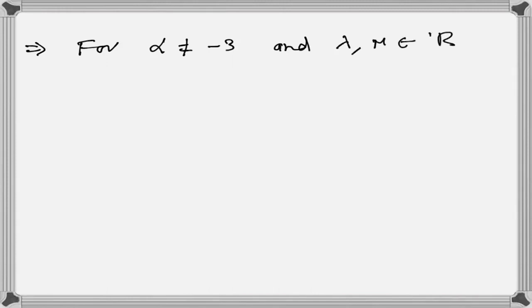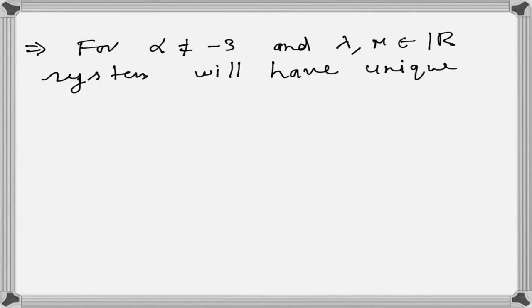So we can say that for alpha not equal to minus 3 and lambda, mu belonging to R, any real number, the system will have a unique solution. Okay, so let's solve the second part.